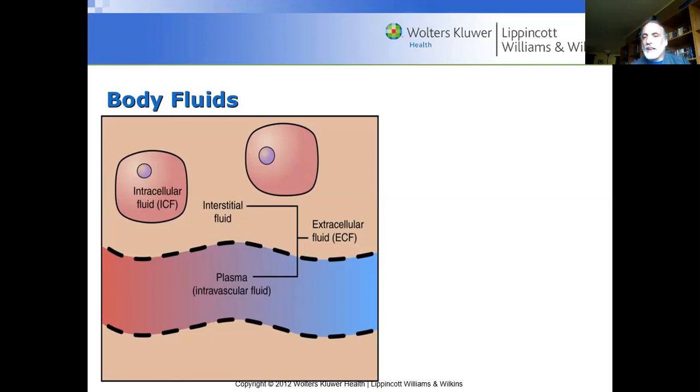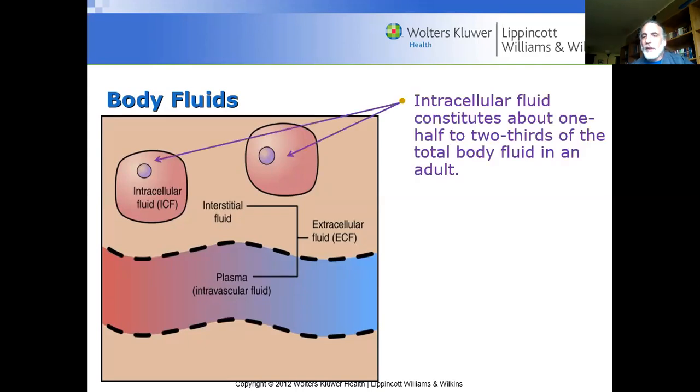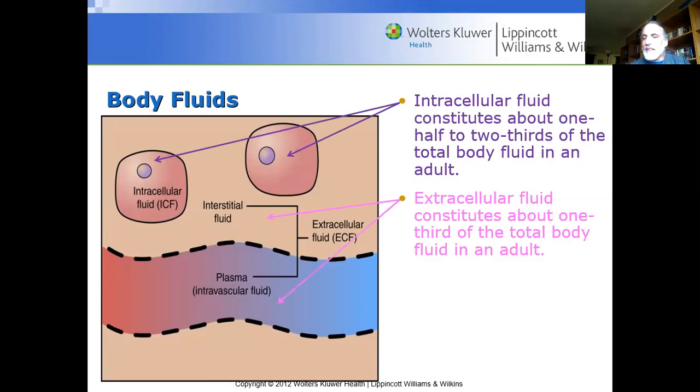ICF is actually the larger amount of fluid within the body. Intracellular fluid, about 1/2 to 2/3 of the total body fluid. So better than half of the fluid in your body is inside the cells. ECF, about 1/3 to 1/2. The other piece of that is extracellular, in between the cells and in the vasculature.